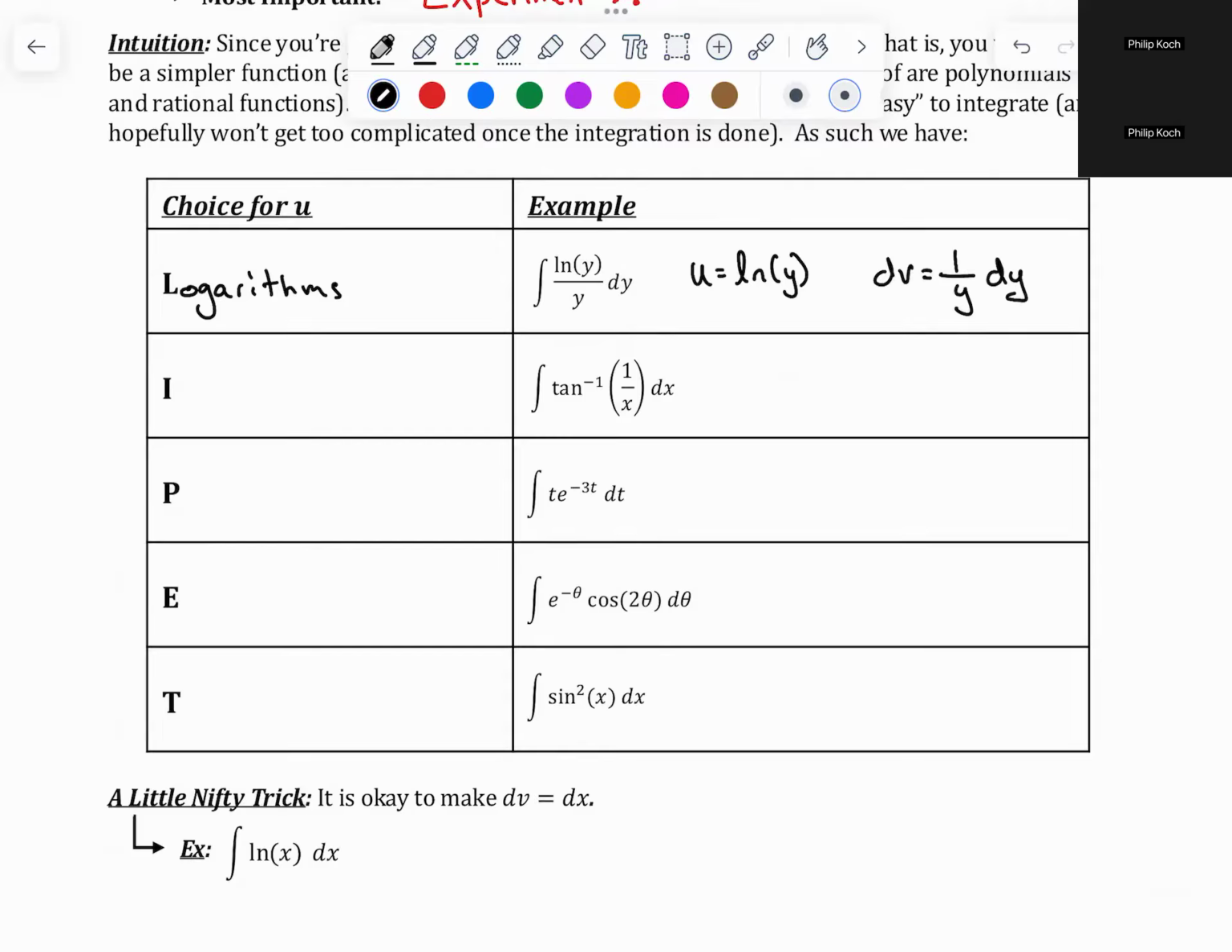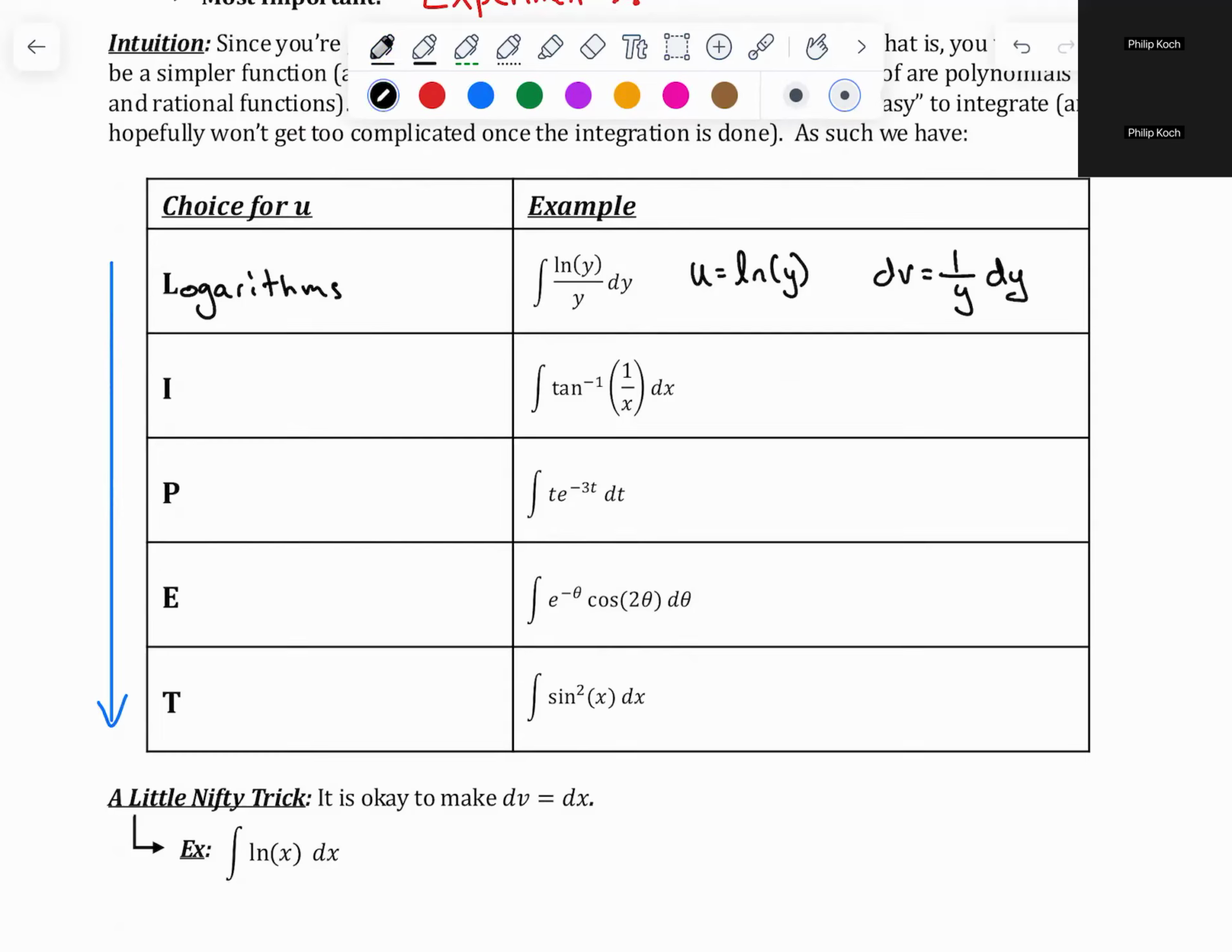Now, we're not going to finish these ones. These are for you to practice. These are good practice problems. This one's kind of nasty, though, actually. But regardless, logarithms come first in order. If you have a logarithm, make that your choice of u.